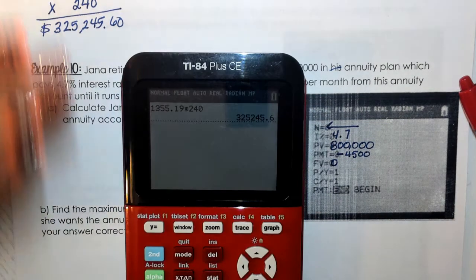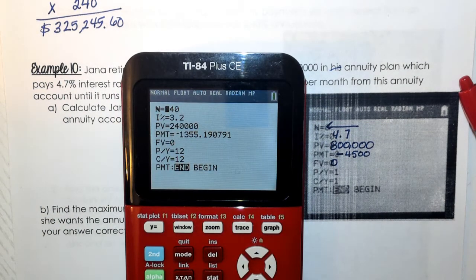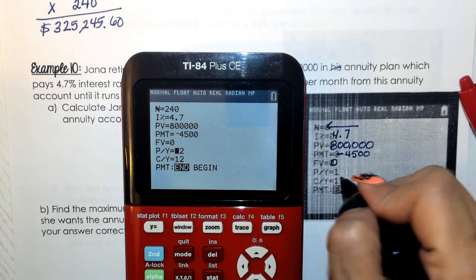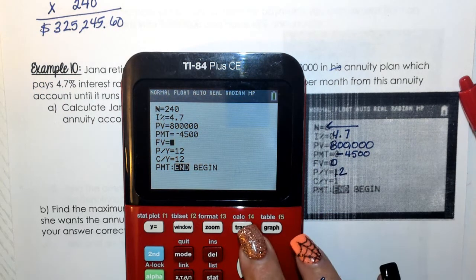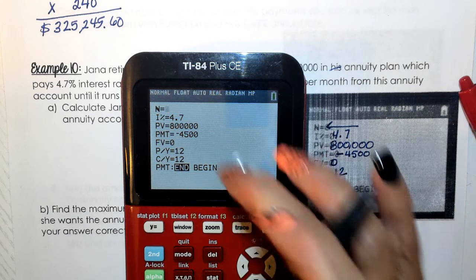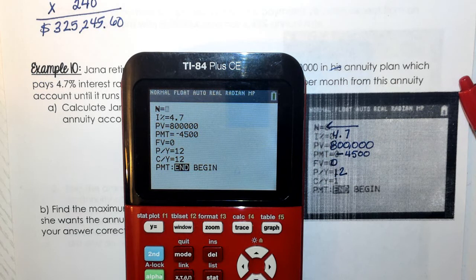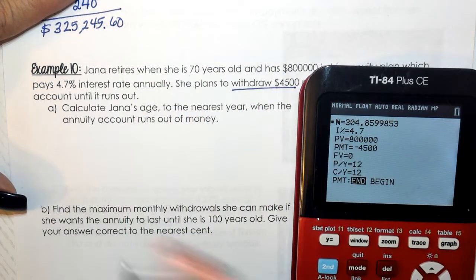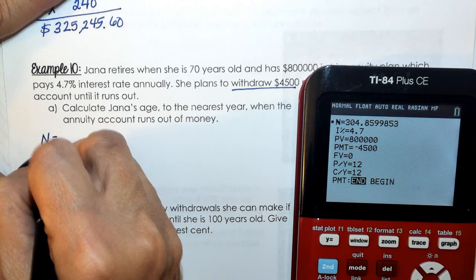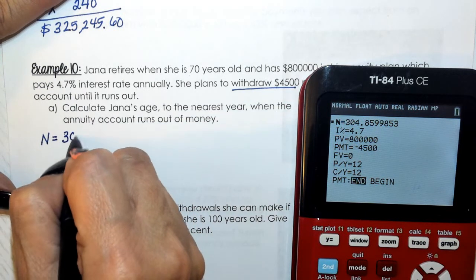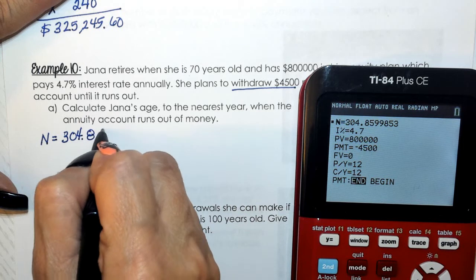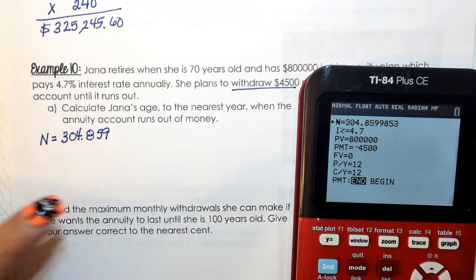So here's what we're going to do. Go to apps. I'm going to leave 240 there just so that I can work because it won't let you move if you don't. 4.7, 800, 1, 2, 3, negative 4,500. I'm going to run out of money. I'm paying myself every month. Okay. I'm going to go up here and hit clear. I need to figure out what's that number. So alpha solve. Okay, so here's what I know. I know that when I used my calculator, I got n equals 304.859.